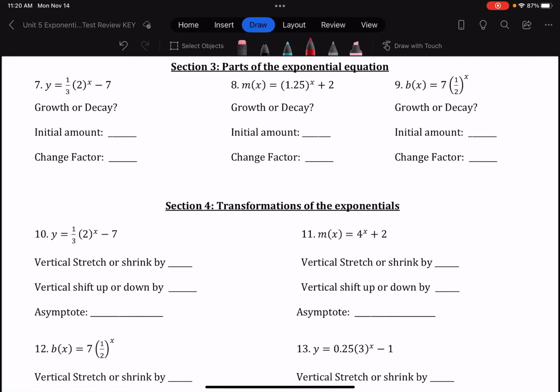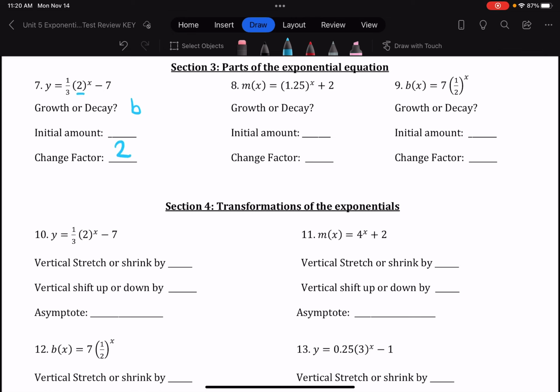Hey guys, we're still looking at our Unit 5 test review, and we're going to look at sections 3 and 4. So this is on page 2 of that Unit 5 test review. We're going to look at number 7, and it's asking us to identify our growth and decay, our initial amount, and our change factor. So growth and decay is going to come from our B value, which is the change factor. And in this case, our change factor is 2, and 2 is greater than 1.